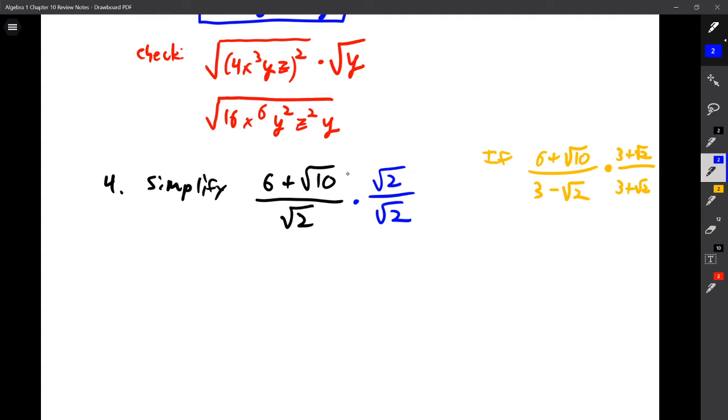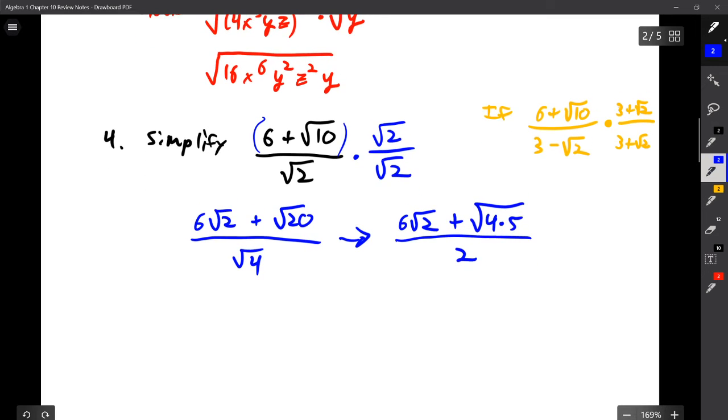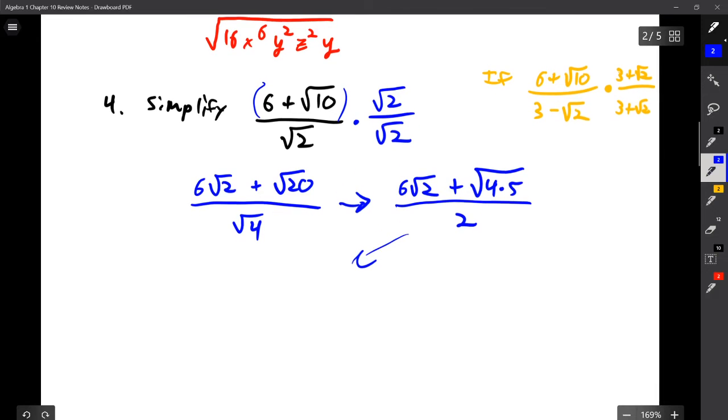So now on my top here, I have distribution that is going to be happening. So 6 times root 2, that's 6 root 2 plus, well, root 10 times root 2, that's root 20 over root 2 times root 2, that is root 4. Okay, now let's see what happens here. I need to check to see if anything can simplify. 6 root 2, that doesn't simplify by itself. Root 20, well, root 20 is the same thing as root 4 times 5. And I have that over, what's the square root of 4? That's 2.